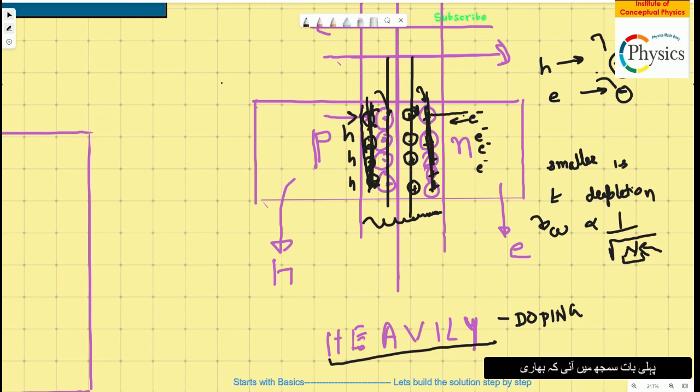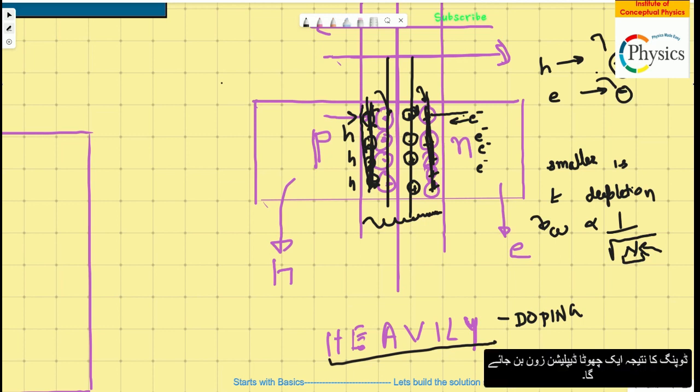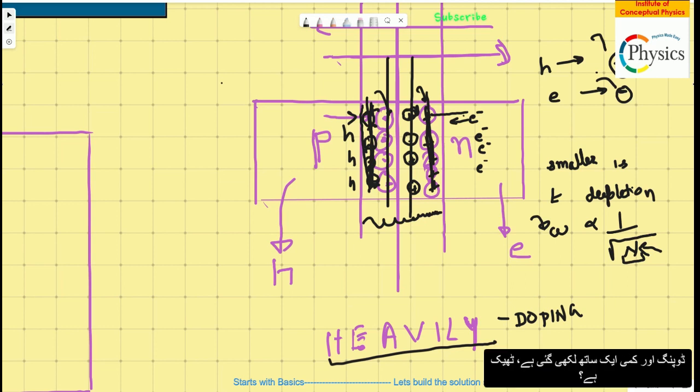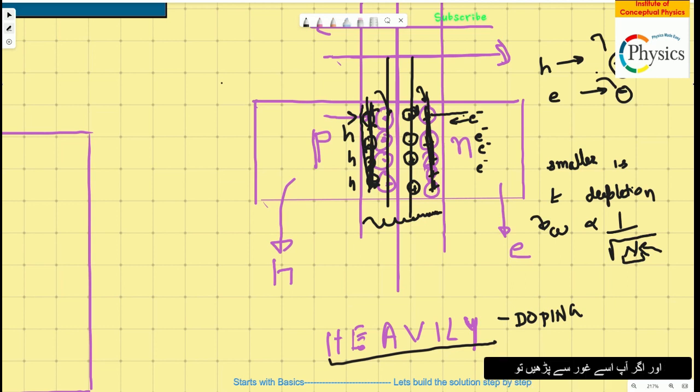The first thing was to understand that heavy doping will result in a smaller depletion zone. So if you go back and look into the question, you will see the words like doping and depletion written together, right? And if you read that carefully, gradually we're moving towards answers.